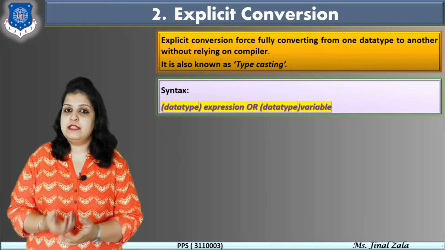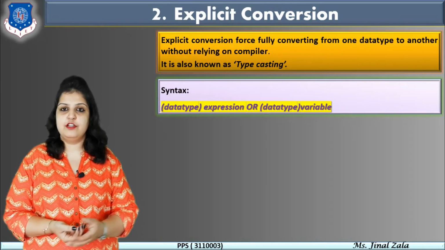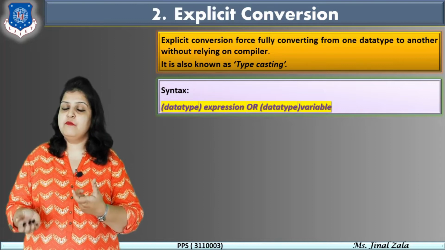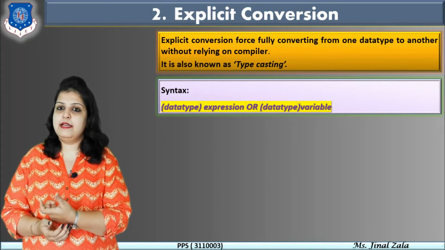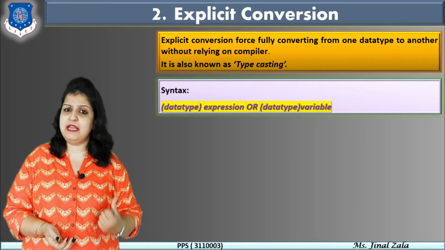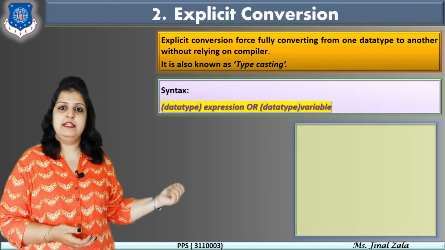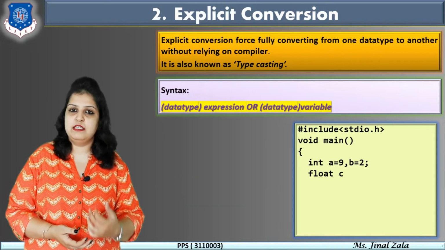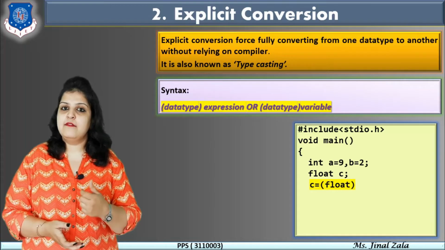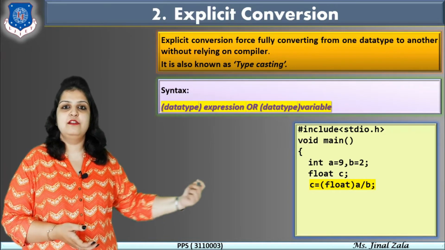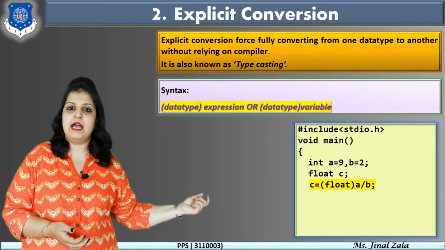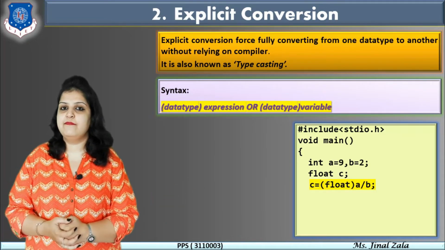So what will be the syntax of explicit conversion? Just to see the syntax, first of all we have to write the data type which we want to convert, and finally our variable or expression. Here, in the same example, I am writing integer A is equal to 9, B is equal to 2 and float C. But when I am writing our expression like C is equal to A divided by B, before the variable A I am putting just the data type float.